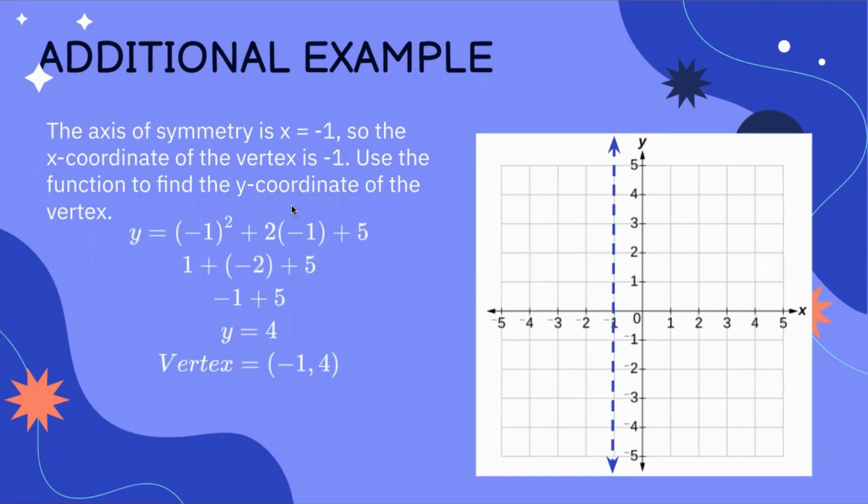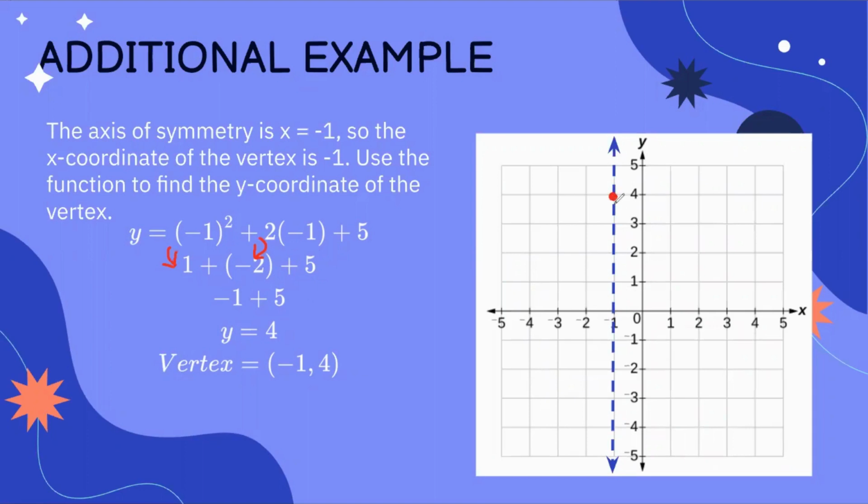So that would be x squared plus 2x plus 5, and all you would do is substitute x for negative 1, and that would give you negative 1 squared plus 2 times negative 1 plus 5. Negative 1 squared just simplifies to positive 1. 2 times negative 1 is negative 2, and then plus 5. 1 plus negative 2 would give you negative 1, and then negative 1 plus 5 is just positive 4. So your vertex would be at negative 1, positive 4, which is the point right here.